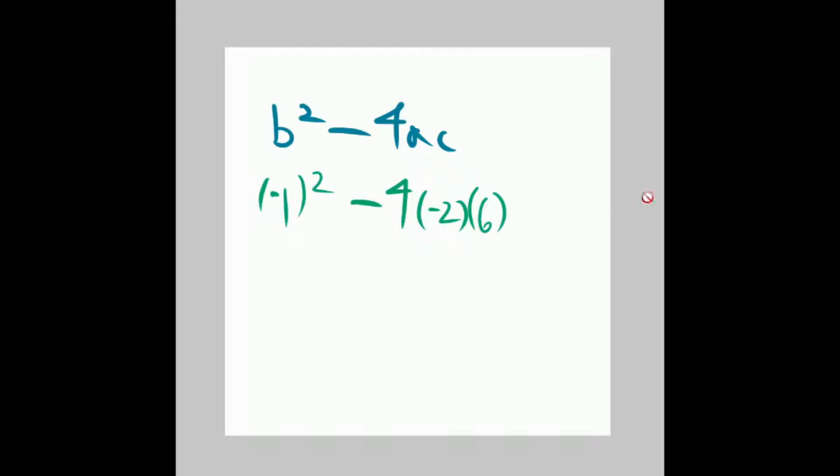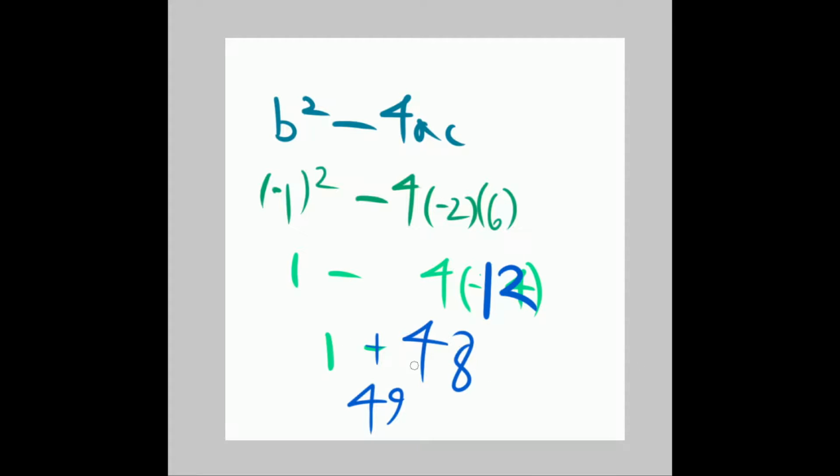Now, when finding the discriminant for the equation that we have provided, negative 2x squared minus x plus 6, we will need to first substitute the variables in for the actual values, and then solve accordingly. We will find that we have a positive solution indicating that there are 2 x-intercepts for this equation.